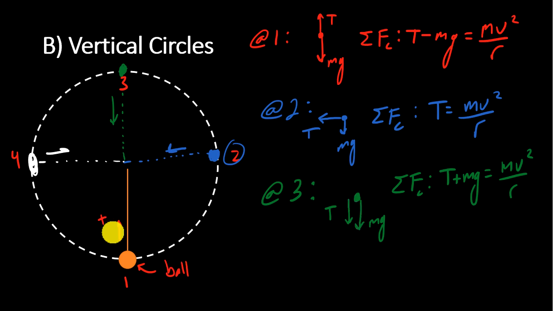Okay, but for vertical circles, the forces that are acting in the centripetal direction are changing. Sometimes it's just tension, like number 2 and number 4. Sometimes it's tension and the weight. Sometimes the weight is acting in the opposite direction of the centripetal force. Sometimes it's helping, toward that direction. Okay, but how do you figure that out? Nothing to memorize. Just set up your sums of the forces. Draw those free body diagrams.